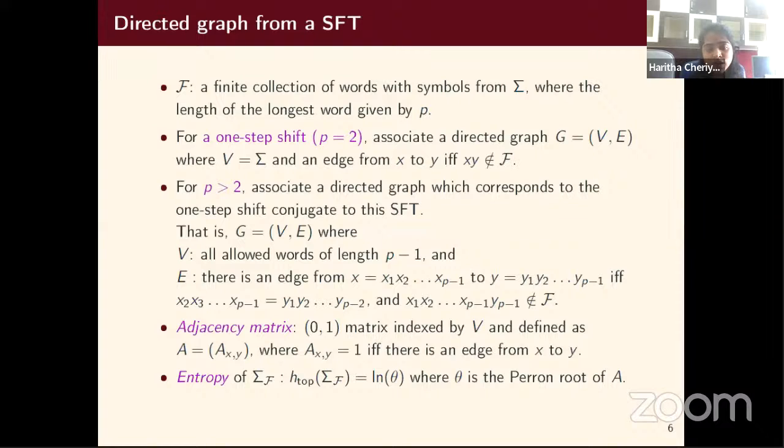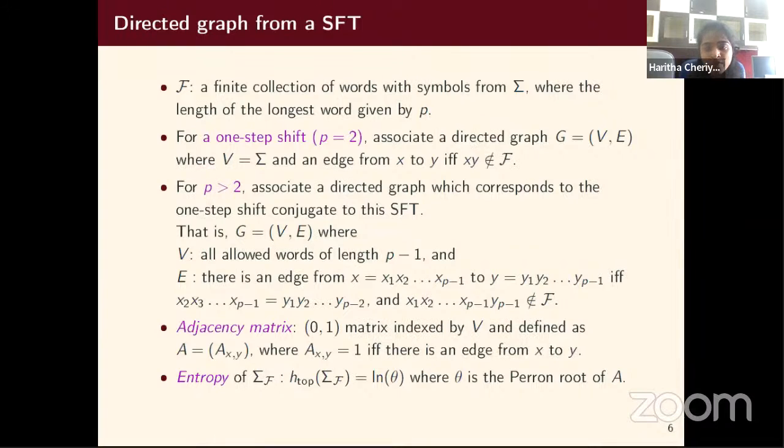So entropy is a quantity that defines the complexity of the system, and it's given by the logarithm of theta, where theta is the Perron root of A. So studying the spectral properties of the adjacency matrix associated with the subshift of finite type is important. Also, this entropy is invariant under conjugacy. So whatever systems model a subshift, they will also have entropy given by the Perron root.